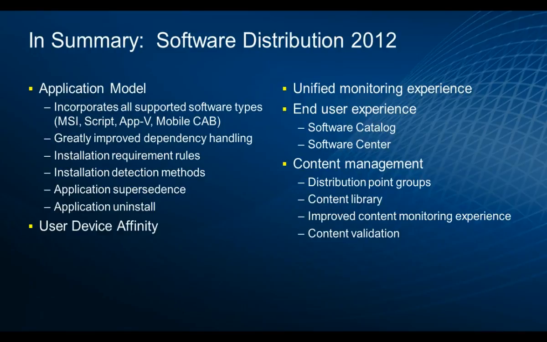So in summary, in Part 1 here of ConfigMgr Application Management, we've talked about the application model and how it supports the different types of software that can be distributed: MSI, script, AppV, mobile cabs. We've talked about greatly improved dependency handling, installation requirement changes, improved detection methods, supersedence and app uninstall. We've covered user device affinity, as well as a consolidated or unified monitoring experience. In addition, we covered the end user experience of the software catalog and software center, as well as summarizing the content management on the back end from the administrative console down to the distribution point and different hierarchy roles.